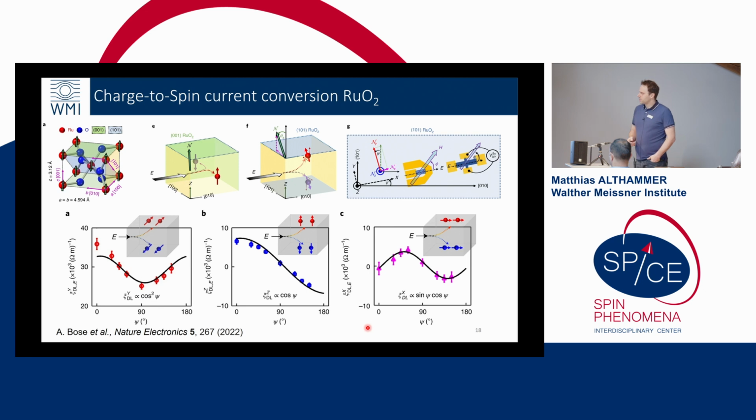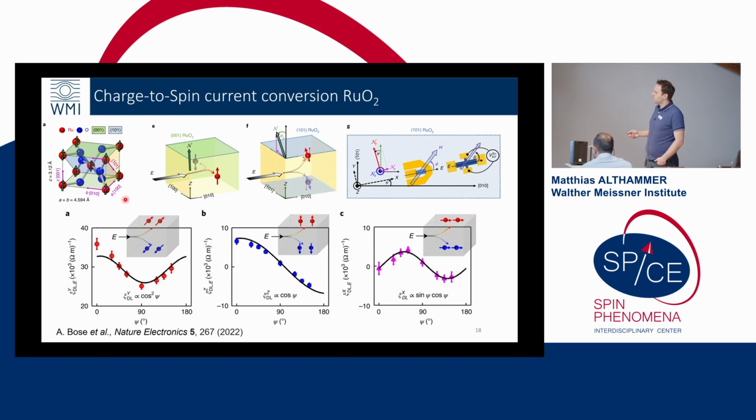Then there was also some work, so we talked already about charge to spin current conversion, and also this idea: if you apply the electric field along one of these nodal directions, you would expect to have a transverse spin current. This has been shown in this Nature Electronics publication 2 years ago, that indeed in ruthenium dioxide, if you have a certain crystallographic orientation where you apply your electric current and a certain termination, this gives rise to a very interesting spin transfer torque effect.